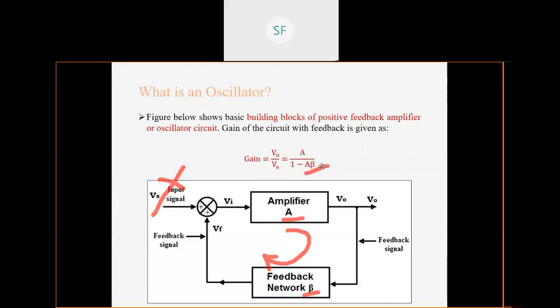So this condition is what we utilize in order to understand the working of oscillators. If someone asks why an oscillator does not need any input signal, you must mention this condition and you must understand this condition.